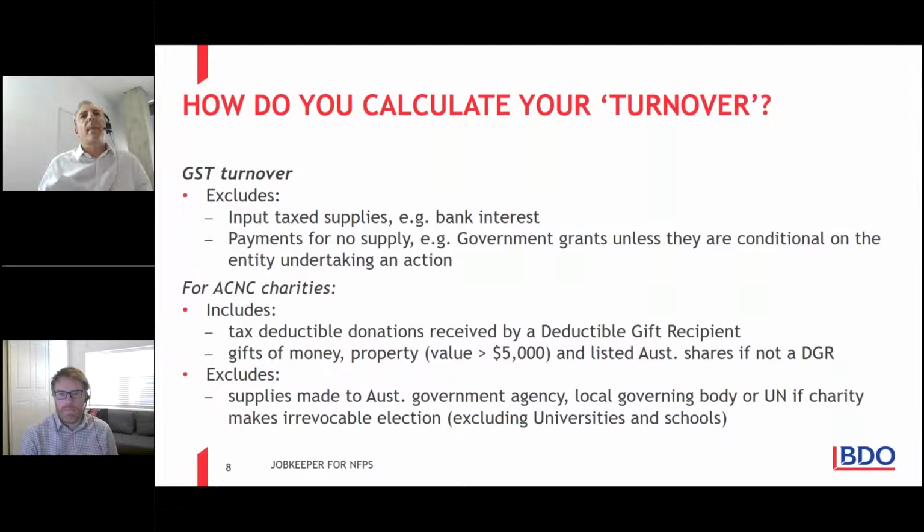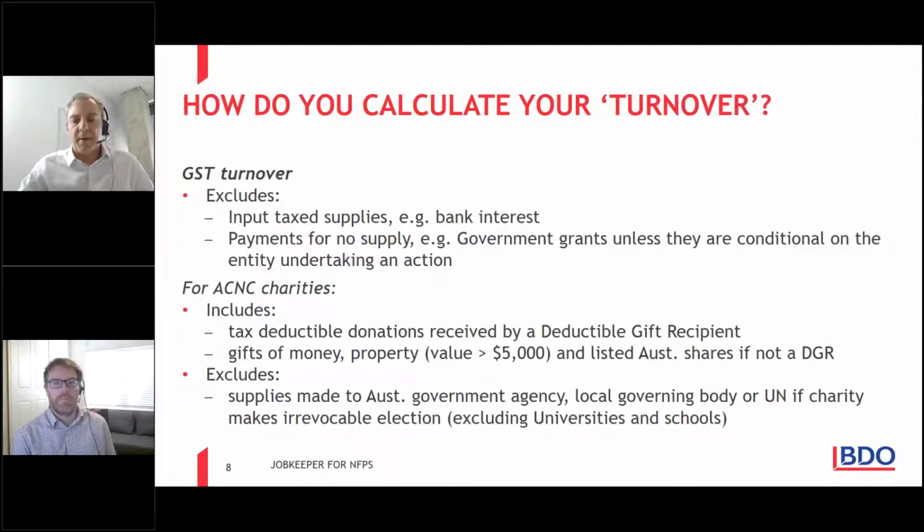So I guess that's a nice little segue into the next part of the topic, which is looking at how you calculate your turnover. And there are a few things that are different for not-for-profits. So the starting point is looking at our GST turnover. GST turnover also includes GST-free supplies. If you happen to be a charity that does exports, exporting goods or services, then they are included in your GST turnover.